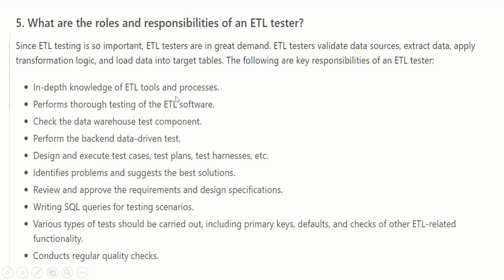In-depth knowledge of ETL tools and processes. Performs thorough testing of ETL software. Check the data warehouse test component. Perform the backend data-driven test. Design and execute test cases, test plans, test harness, etc. Identifies the problems and suggests the best solutions. Review and approve requirements and design specifications. Writing SQL queries for testing scenarios. Various types of tests should be carried out, including primary keys, defaults, and checks for the other ETL-related functionality. Conducts regular quality checks. These are all the ETL tester key responsibilities.